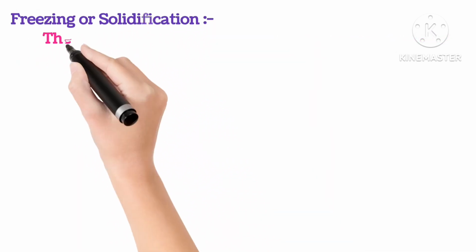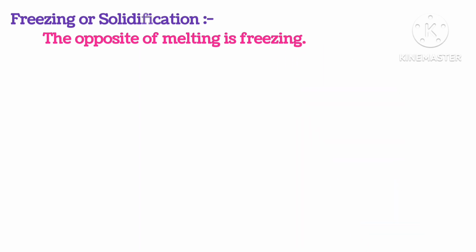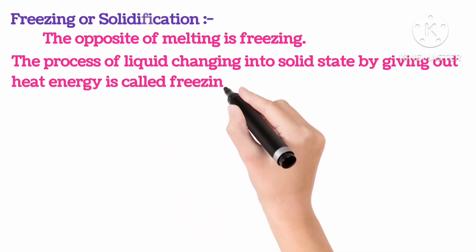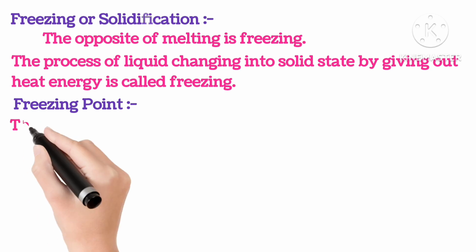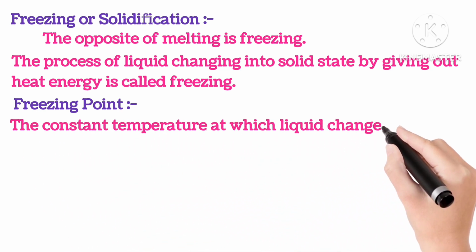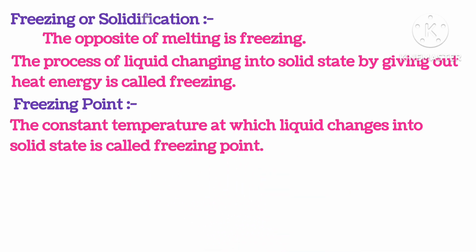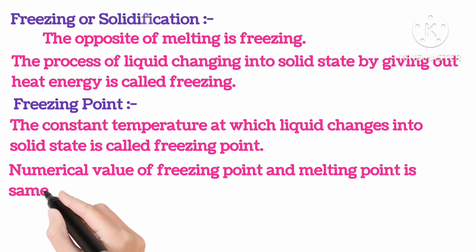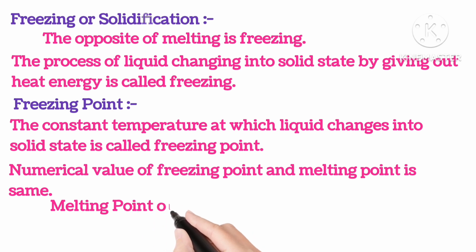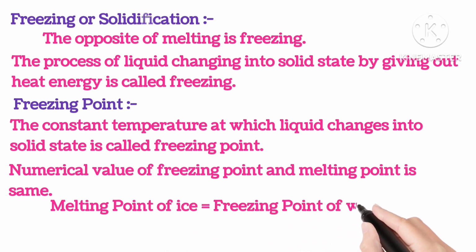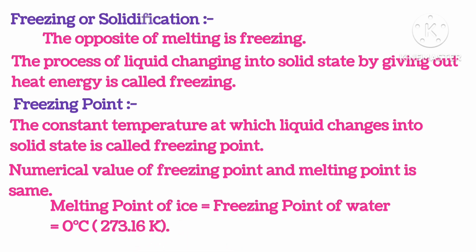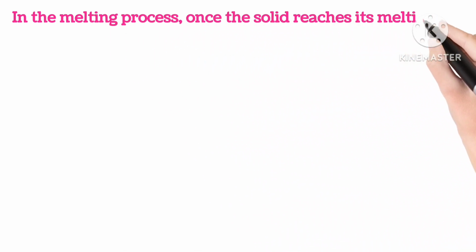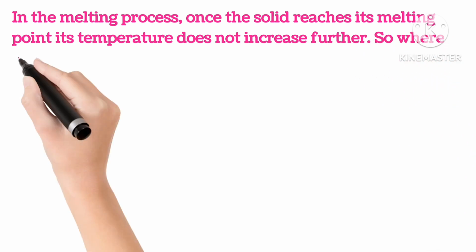Freezing or solidification. The opposite of melting is freezing. That means the process of liquid changing into solid state by giving out heat energy is called freezing. Freezing point. The constant temperature at which liquid changes into solid state is called the freezing point. Numerical value of freezing point and melting point is the same. That is, melting point of ice is equal to freezing point of water. That is 0 degrees Celsius or 273.16 Kelvin. In the melting process, once the solid reaches its melting point, its temperature does not increase further.